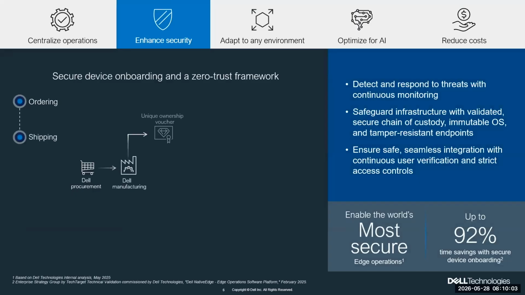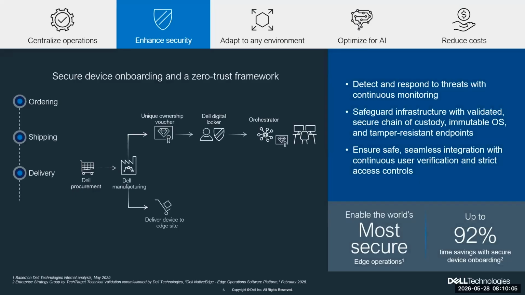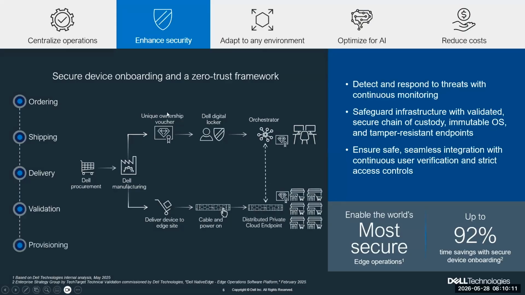We talked a little bit about that secure device onboarding and that zero trust framework. What I want to call out here is this is a nice diagram to show exactly how that is working. So we embed a unique ownership voucher on the TPM of these devices as they leave the Dell manufacturing sites. You can then drop ship them to the needed location. That unique ownership voucher is also loaded into that centralized orchestrator, that management plane.